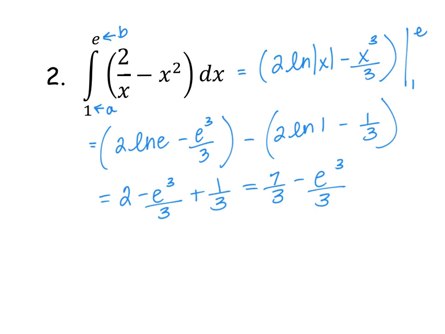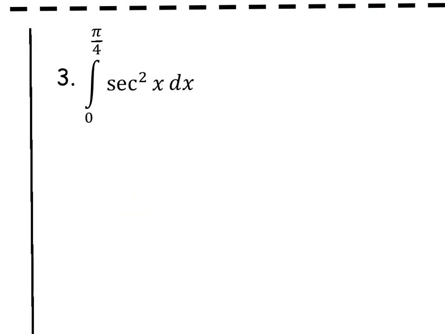So let's hop over to number 3. For number 3, I have 0 to pi over 4. Again, 0 is your a value, that's where you're starting. Pi over 4 is your b value. Again, I'm going to take my antiderivative. Sorry about that. The antiderivative of secant squared x is tangent x. And then we're evaluating that from 0 to pi over 4.